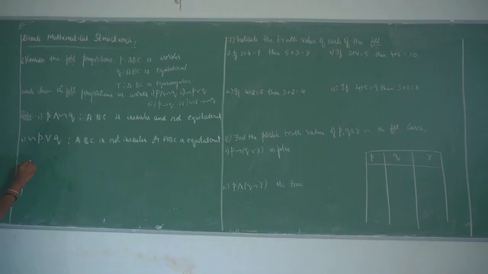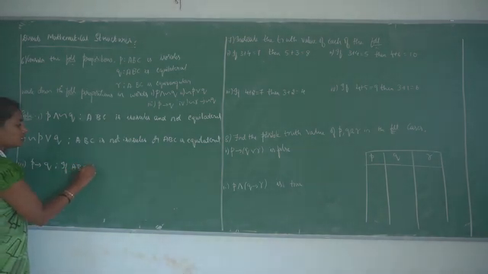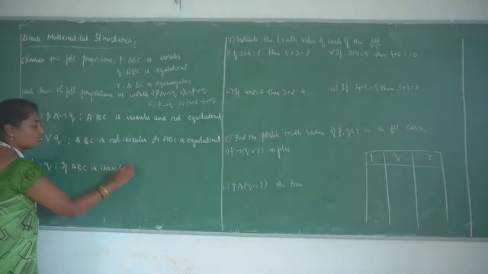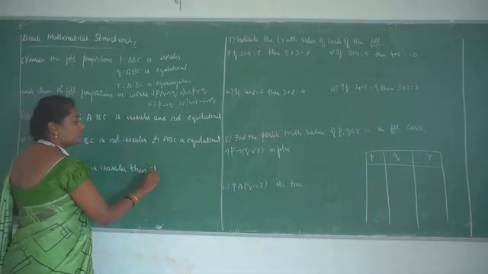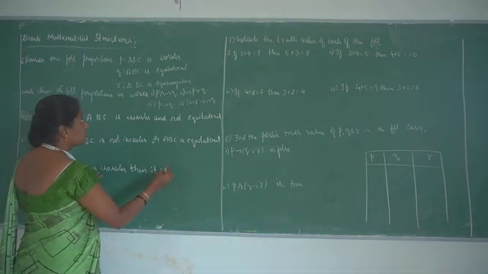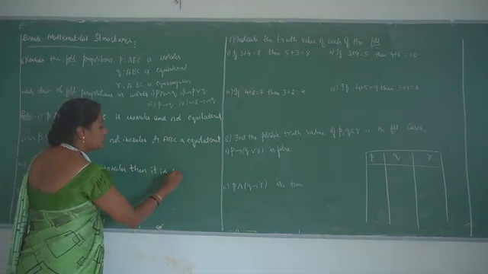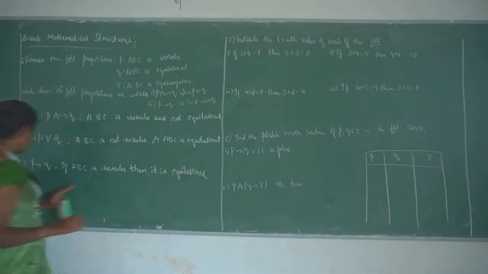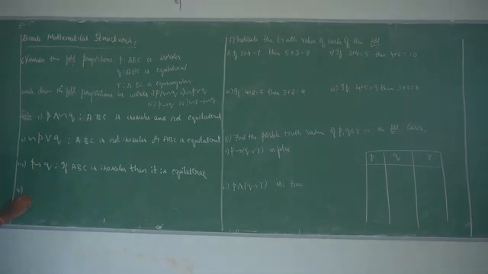The third one is if P, that means a conditional proposition is given: if P then Q. If P then Q is nothing but: if ABC is isosceles, then Q, ABC is equilateral. And the fourth statement is if not R, then not Q.